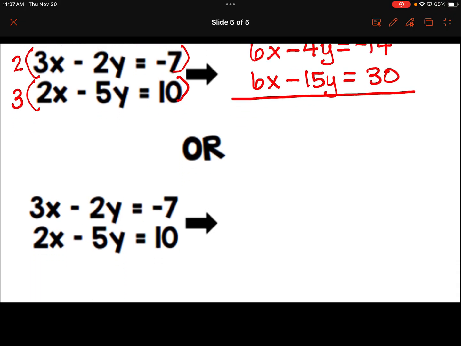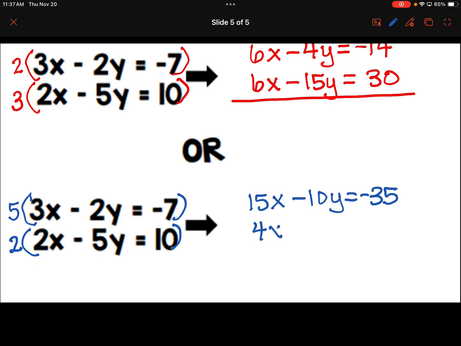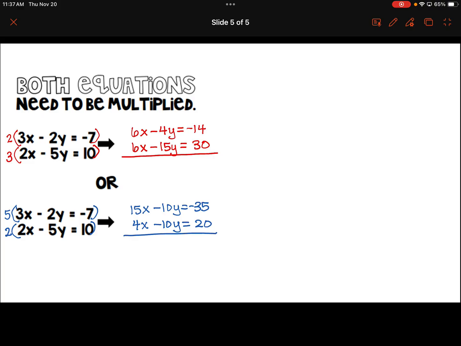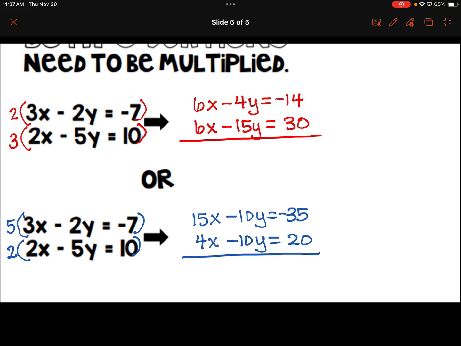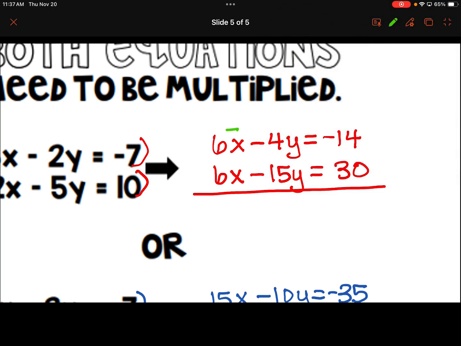What if you would have said, oh no, I want to make the y's eliminate? Okay, so then we would have multiplied this first equation by 5, and we would have multiplied this second equation by 2. So 15x minus 10y equals negative 35, and 4x minus 10y equals 20. All right, so you would have picked, I'm going to do the red or I'm going to do the blue version. Last time we eliminated doing the second version, so let's go ahead and do the red version on this one. Okay, so now Mrs. Stroll has chosen to do this version.